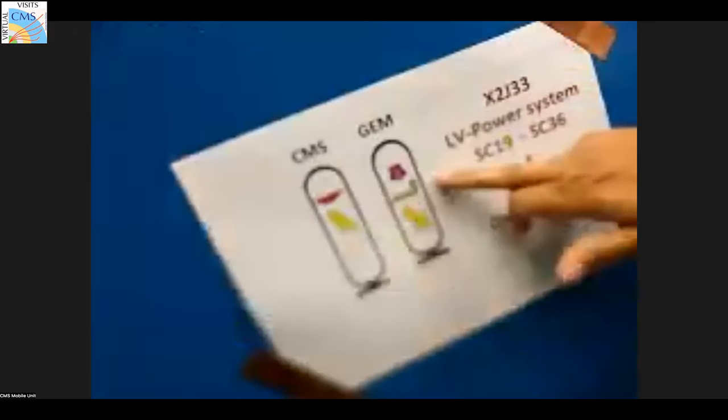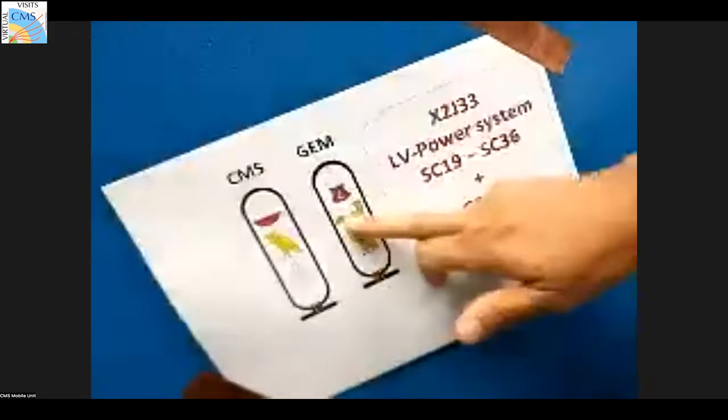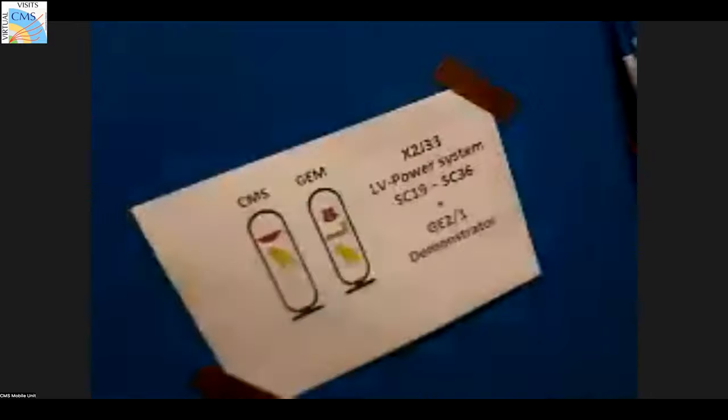This kind of system is needed to run the experiment by powering the different sections. So this is one of the parts where Archana and we are responsible to run the experiment. These are the GEM detectors inside the CMS experiment. Okay, let us move to the other part.